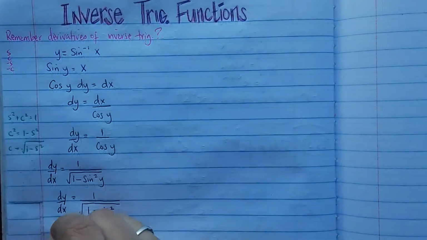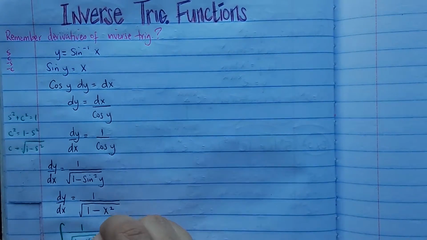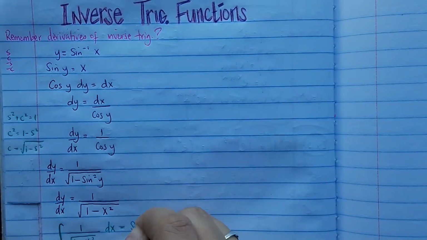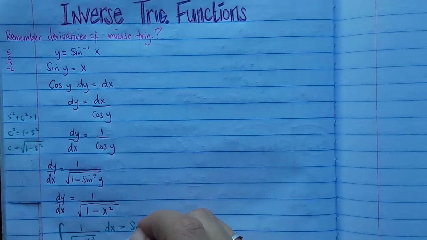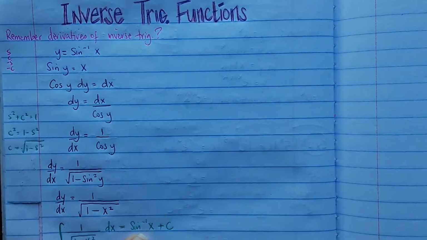Listening check. Underline, remember derivatives of inverse trig. Exact same thing: the integral of 1 over the square root of 1 minus x squared with respect to dx is equal to the inverse sine of x plus some constant c.